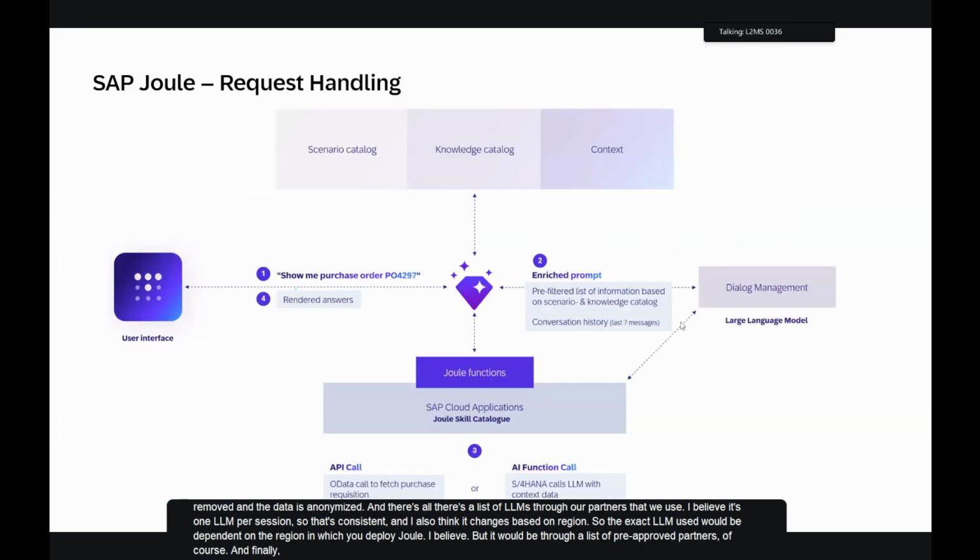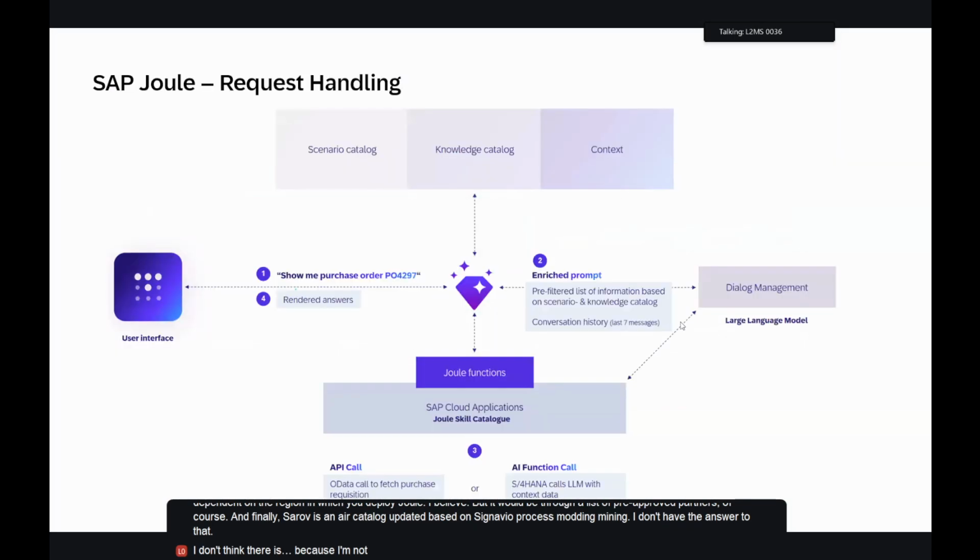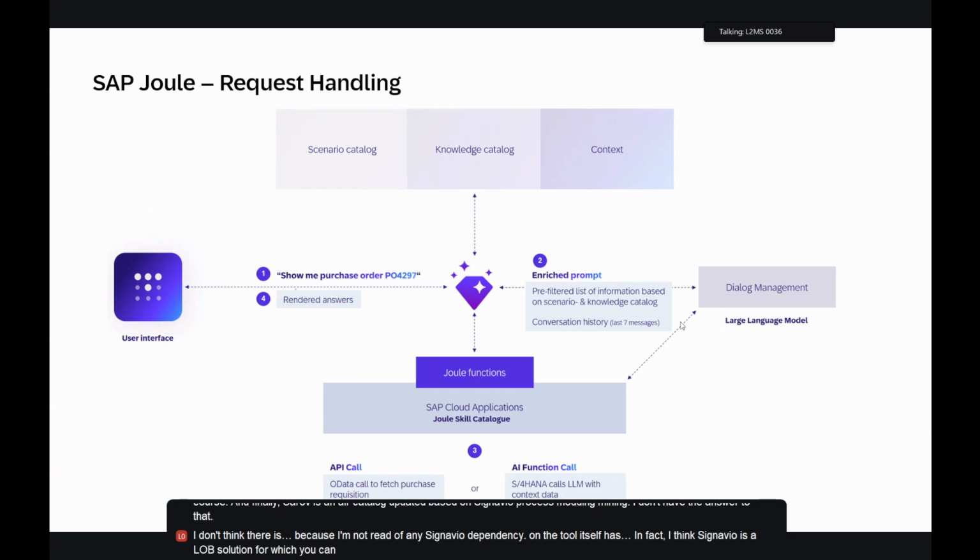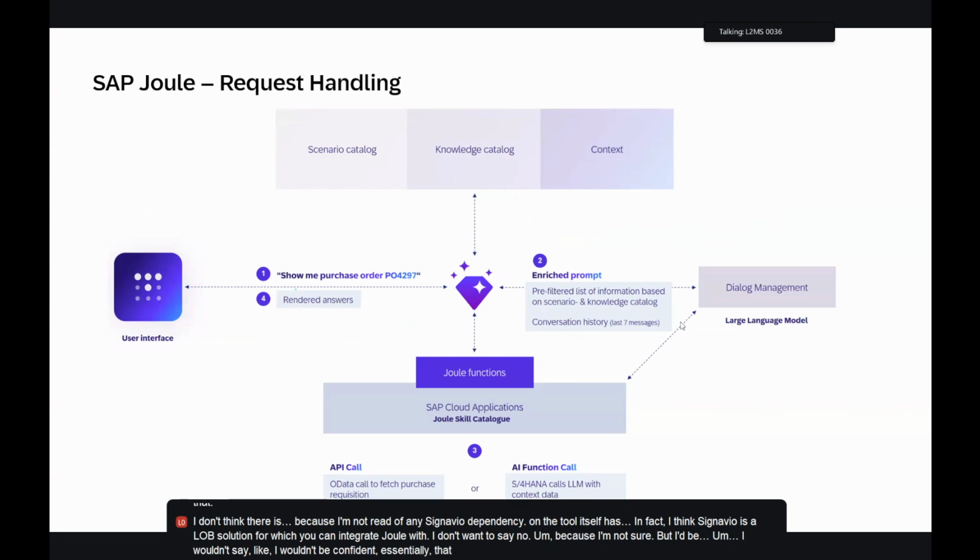And finally, Sarah, is the scenario catalog updated based on Signavio process mining? I don't have the answer to that. I don't think there is, because I'm not aware of any Signavio dependency that Joule itself has. In fact, I think Signavio is a LOB solution which you can integrate Joule with. I don't want to say no, because I'm not sure, but I wouldn't be confident that it is updated. I'm not sure if it's going to be based on Signavio process mining.